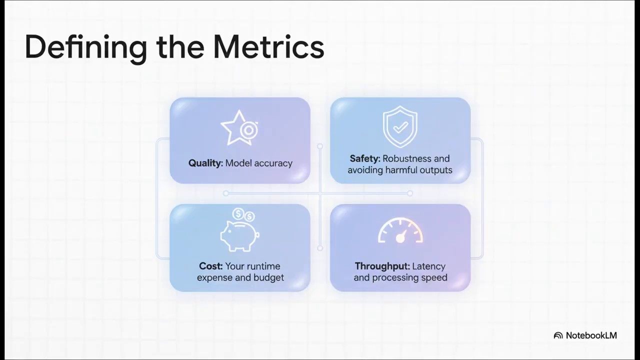Each one of these tells a really critical part of the model's story. So let's translate these a bit and see what they actually mean for your project. Quality is pretty simple. It's just model accuracy. Safety is all about its robustness and making sure it avoids harmful outputs. Cost, well, that's your bottom line, the runtime expense. And throughput is all about speed and efficiency. So for our report summarizer, quality means are the facts in the summary correct? And cost is how much each summary is going to dip into our budget.